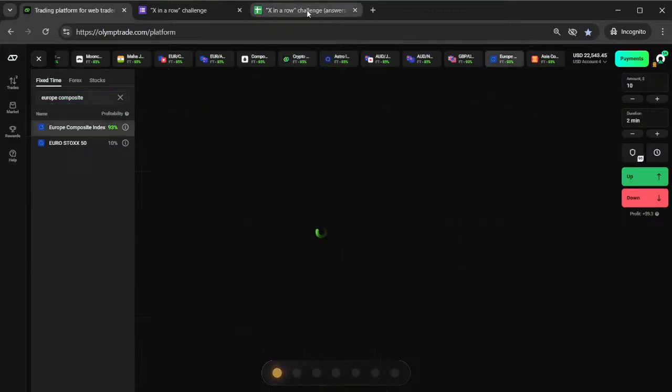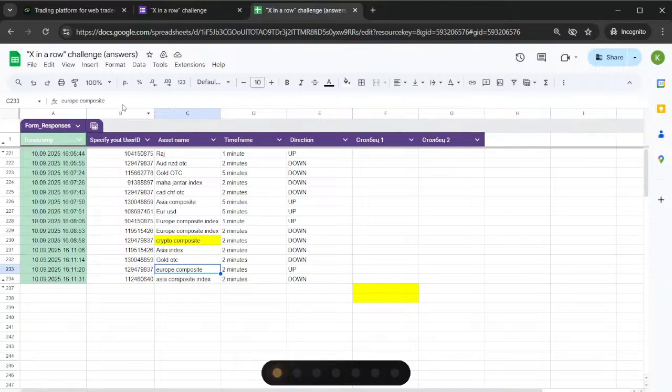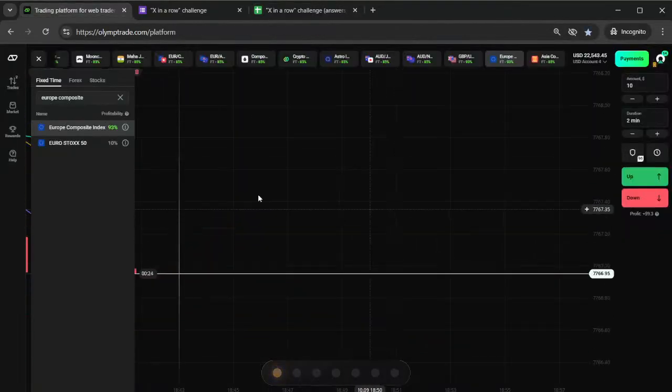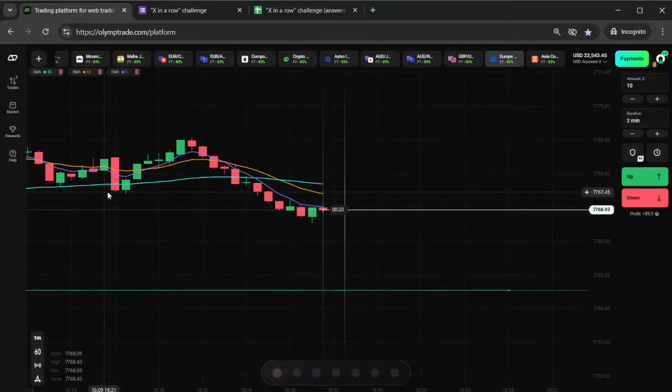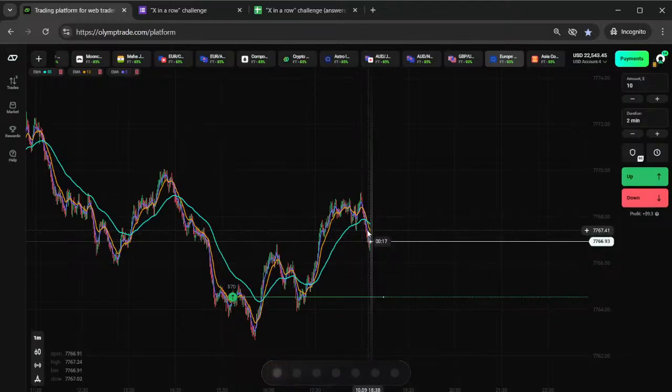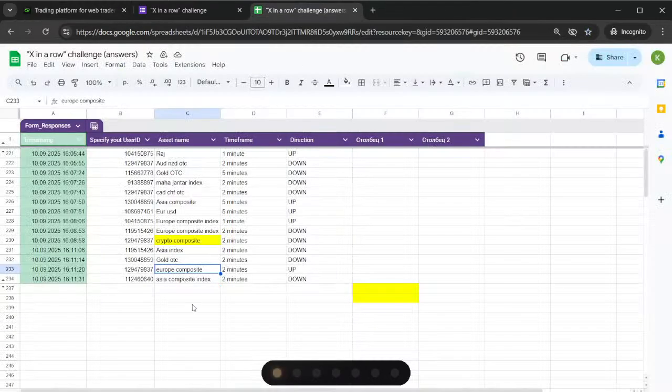Okay, Europe composite, what's the direction? Okay, 2 minute up, Europe composite, 2 minute up. No. Okay, no such signals because support level is already breached. Market moving into the downward direction. Now we can't pick this one.